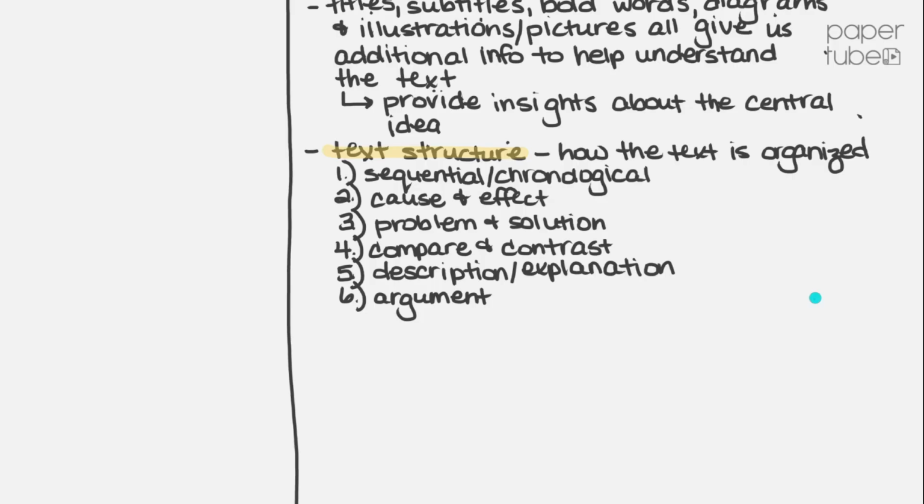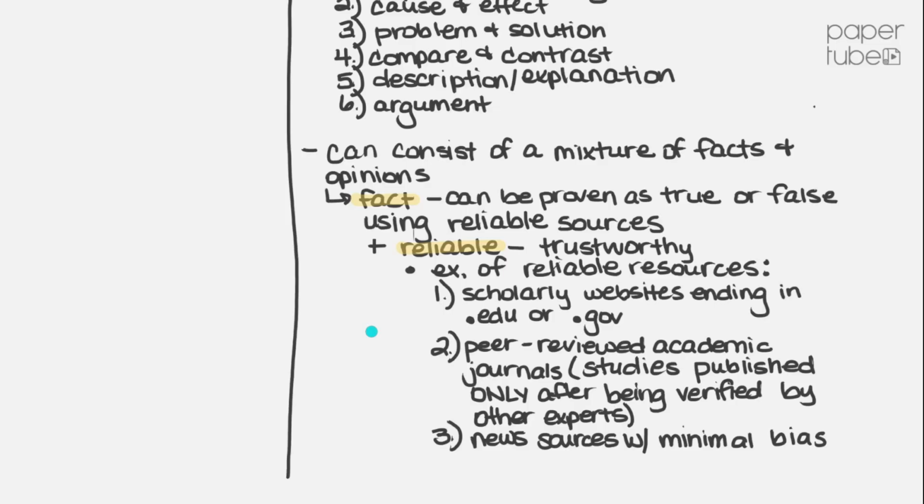So again, we're going to go more into these later, but I just want you to be aware that by understanding text structure and how ideas have been organized in a text, you can have a better understanding of what you're reading. So informational text can be made up of a mixture of facts and opinions. You need to be mindful of that while you're reading so that you keep an eye out for what is actually fact and what is the opinion of the author.